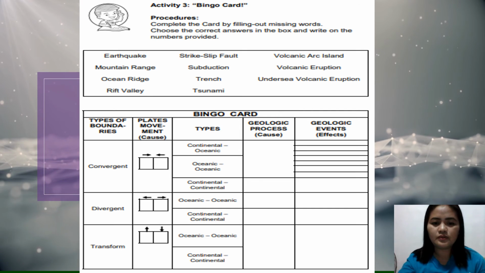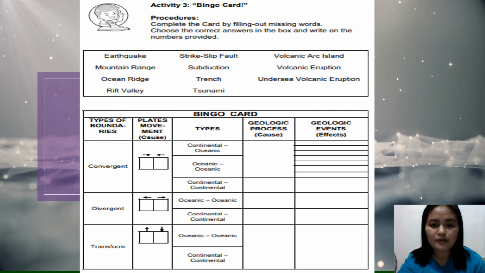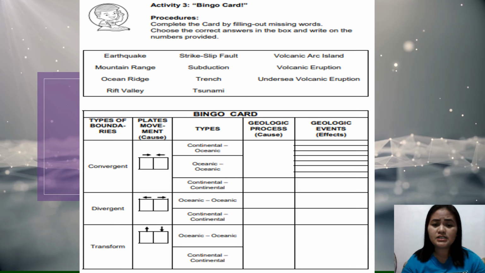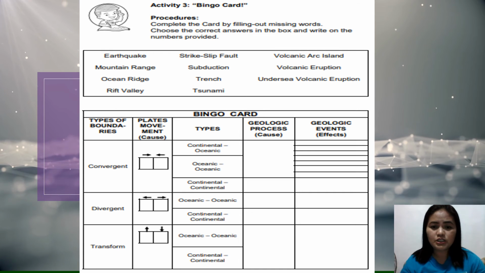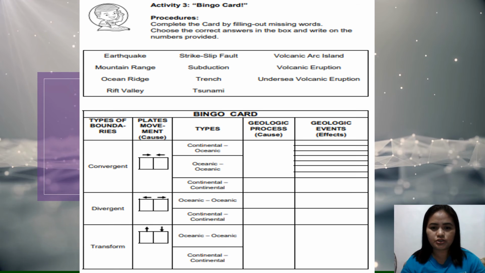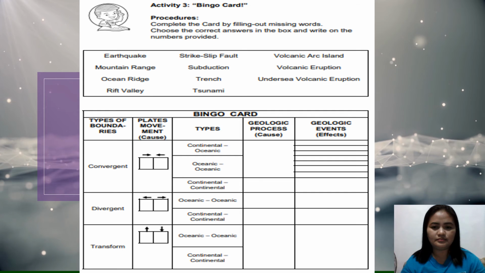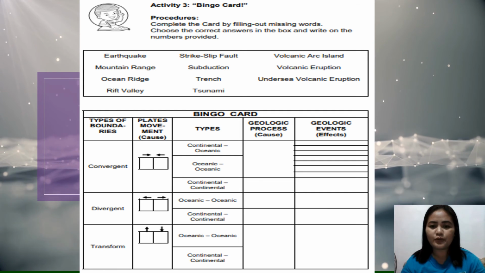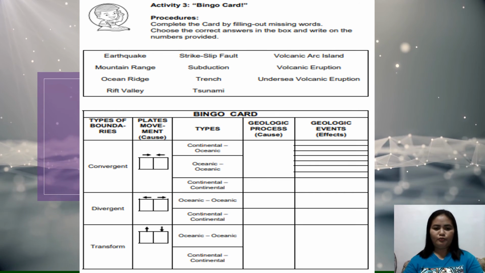So, you just have to choose for the first blank column. For the first blank column entitled geologic process, you will write the cause. Cause daw, yung mga sanhi. And then, what are the effects of that geologic process? Isusulat mo naman yan dito sa last column.